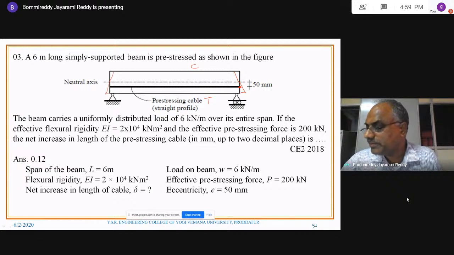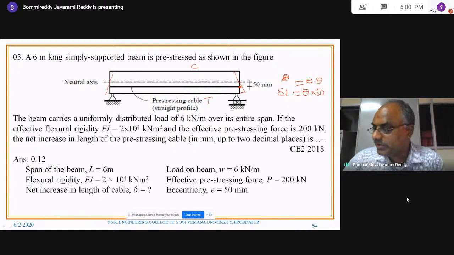The slope at that point, if you call it theta, and this is 50 mm. This is 50 mm, E. So what is the delta L value on one side? One side extension of the steel is the slope multiplied by 50, that is, E into theta. E is 50 mm, so delta L will be equal to E into theta on one side. That means the extension of the cable is E theta. Similarly, the extension of the cable here is also E theta.